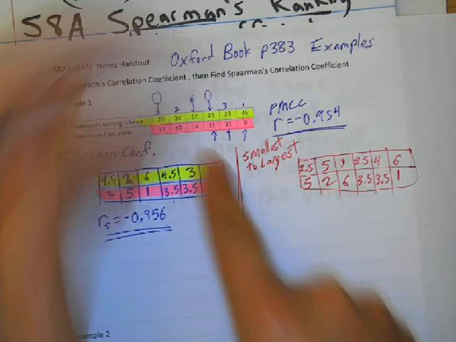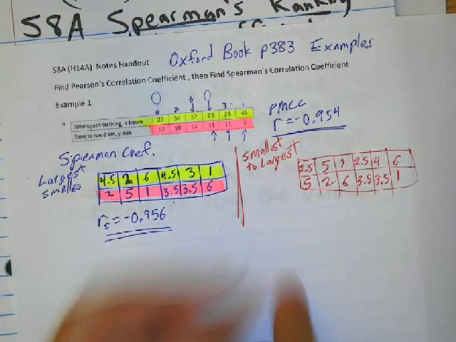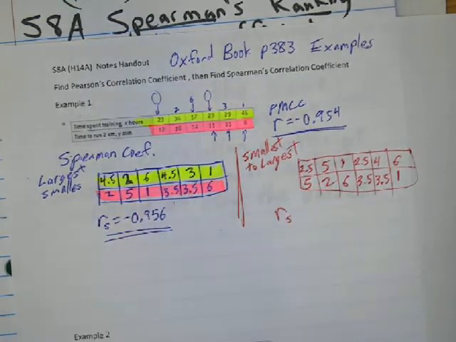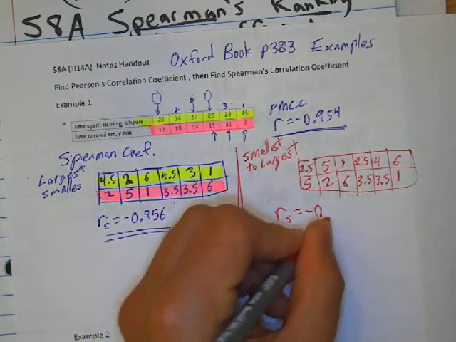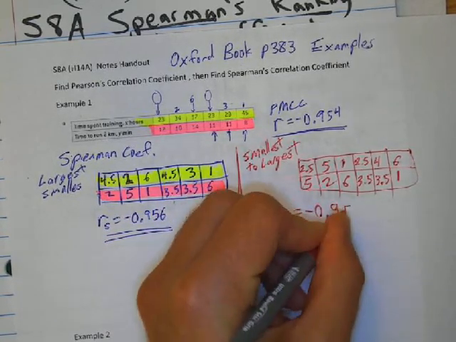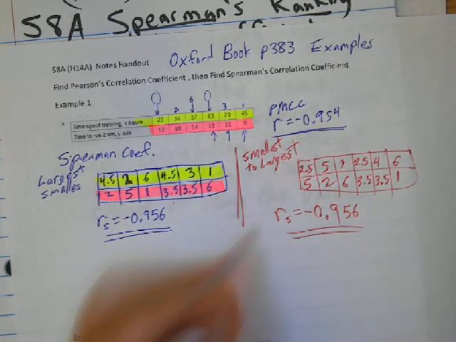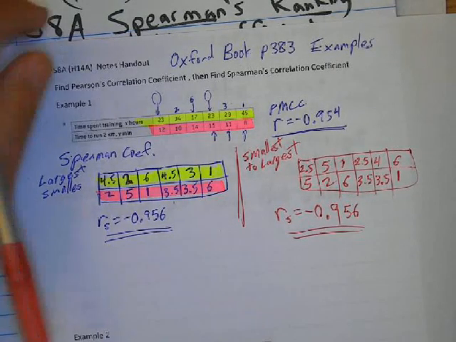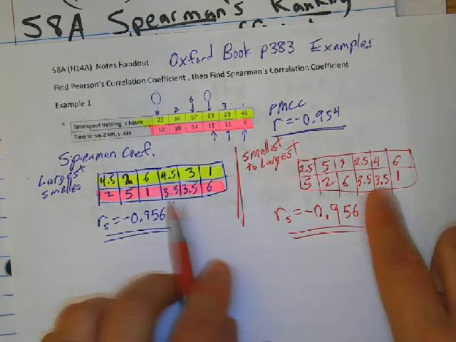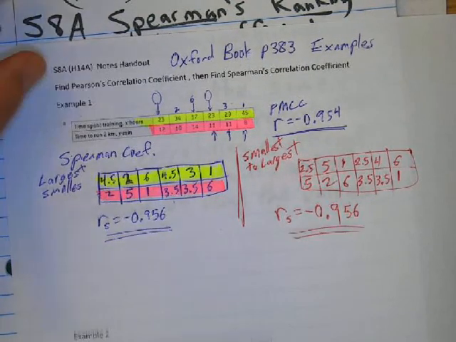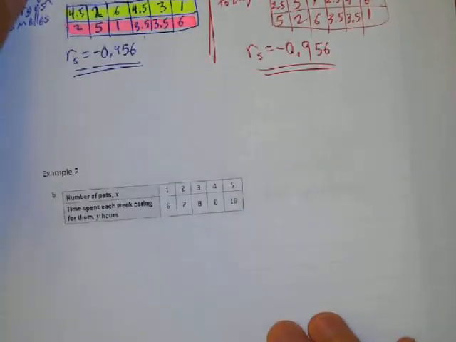If you plug in this data, you're still going to get the same RS value of negative 0.956. Like I said, you may want to pause, you may want to replay and see how I'm getting these numbers. Sometimes those average ones are hard to figure out, so you may want to replay that. Okay, once again, we're going to rank these.